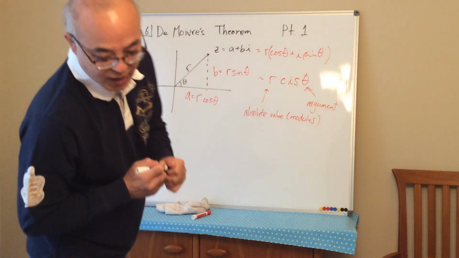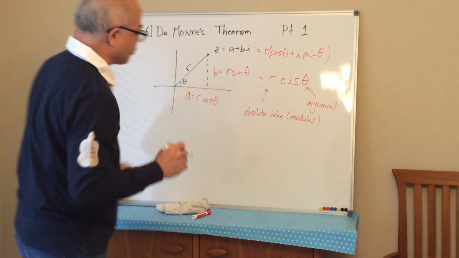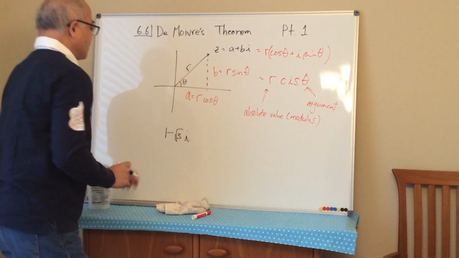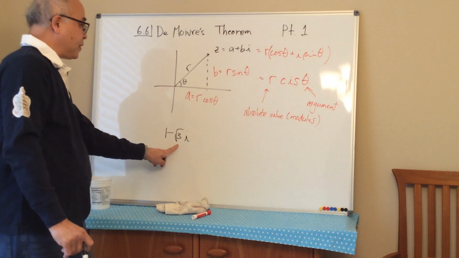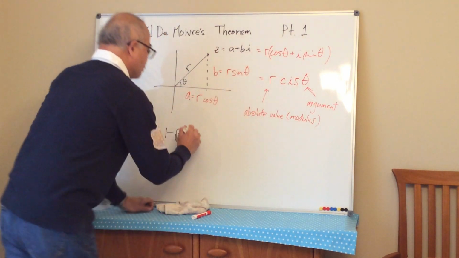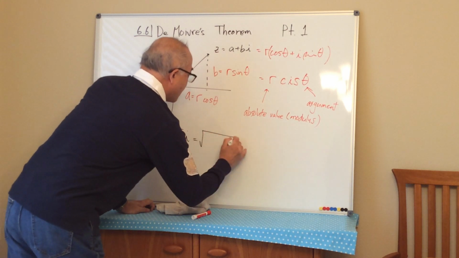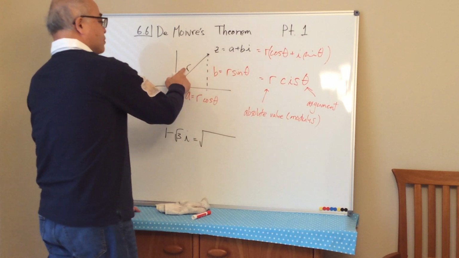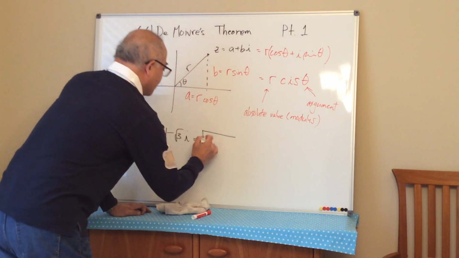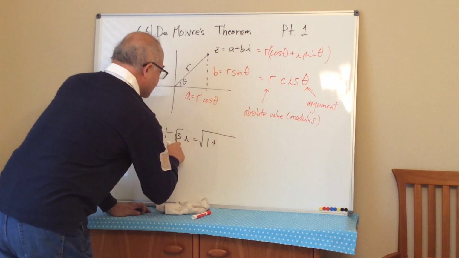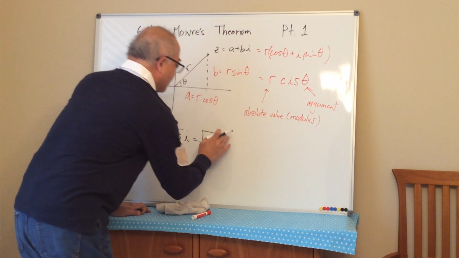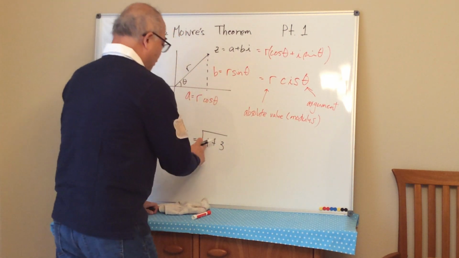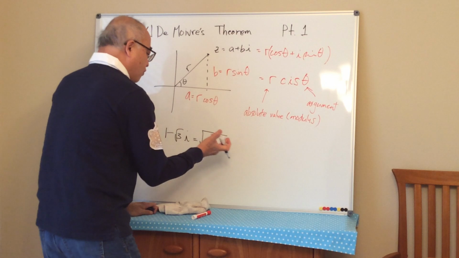So we have 1 minus root 3i. This would be my A, and this would be my B. So my R is going to be equal to the square root of what? A squared plus B squared is R squared. So R is 1 squared, which is 1, plus this squared, which is 3. That gives 4, so it's root 4, which is 2.